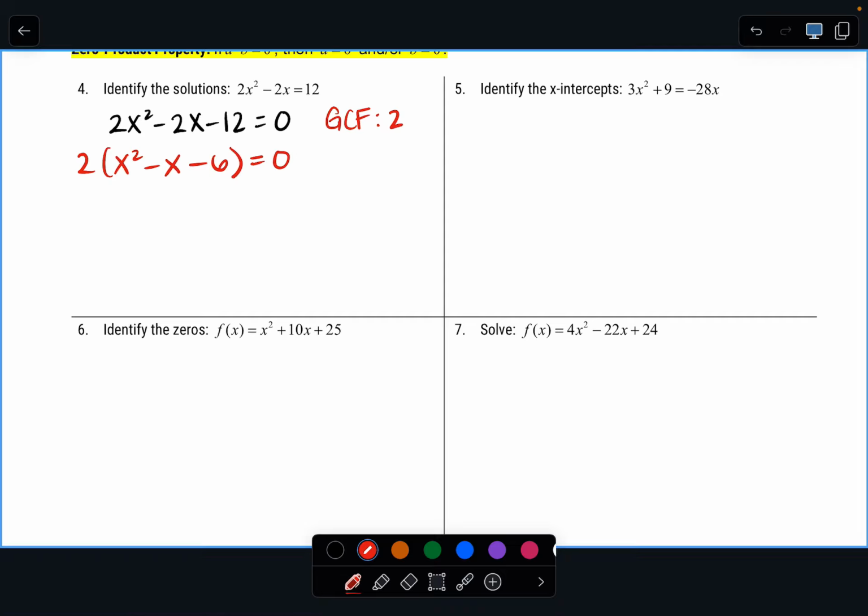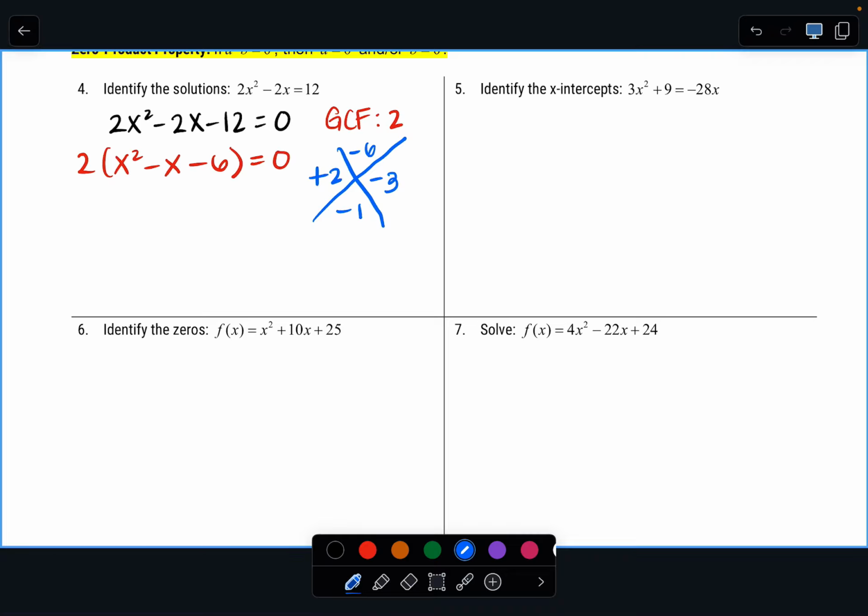Now, how do I factor my parentheses? Multiply a and c. So a times c is -6, and we want something that multiplies to -6 and adds to -1. -3 and +2. There we go. Thank you. -3 and +2. It multiplies to -6.